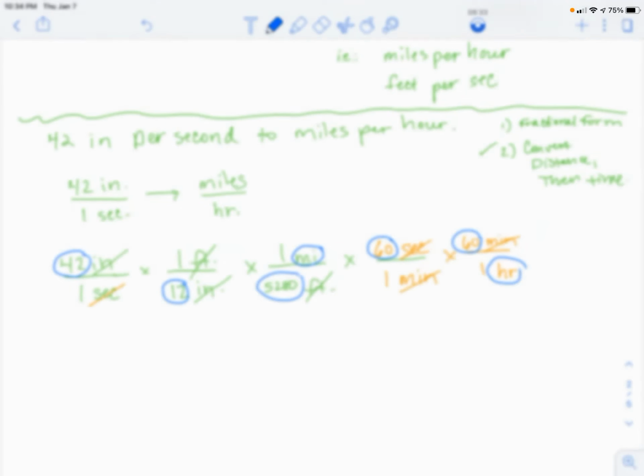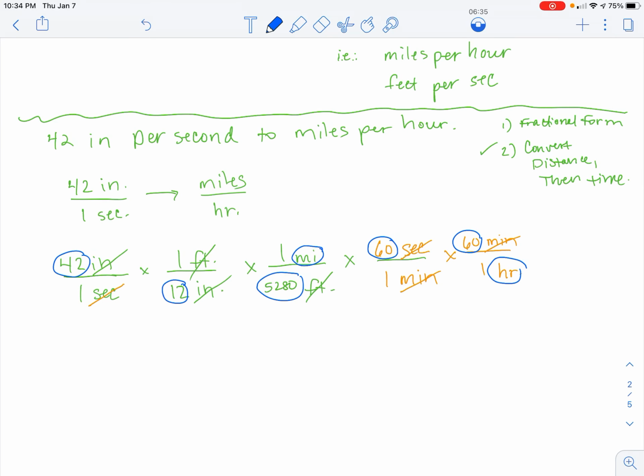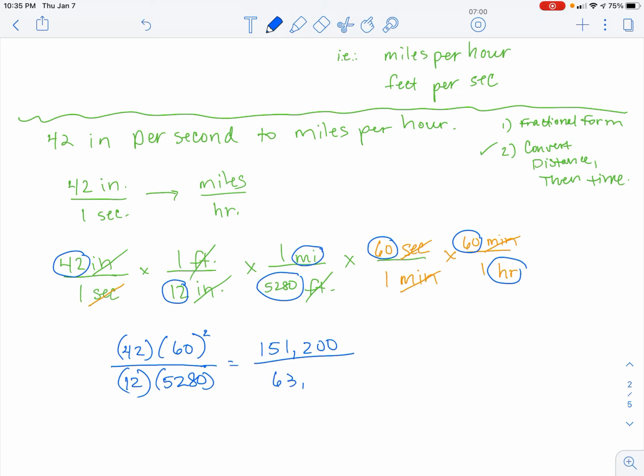All right, so let's go ahead. Remember, Saxon does not make you work them out, but I'm going to anyway, just for the sake of seeing what it really turns out to be. So I would have 42 times 60 squared, because I have two 60s up there, over 12 times 5,280. And if you want to put that in your calculator, let's see what you come up with. This should give you 151.2 over 63,360.